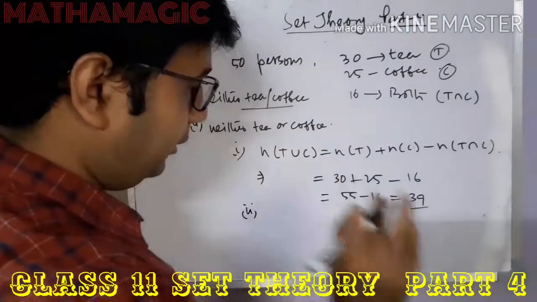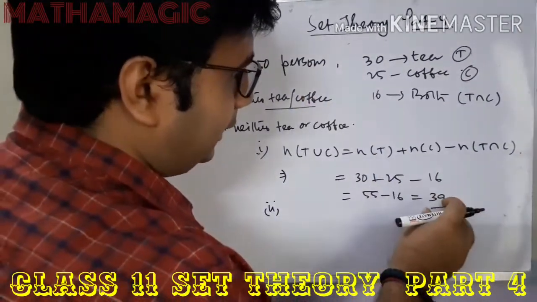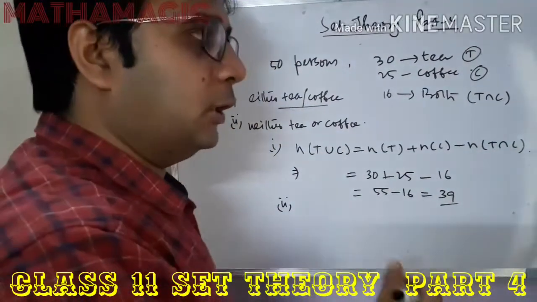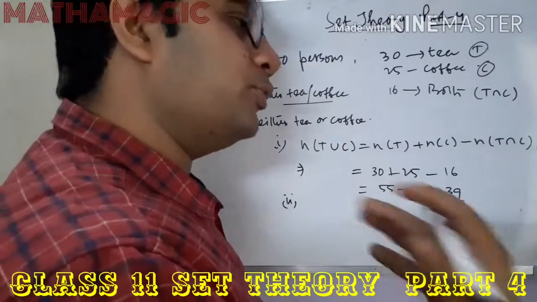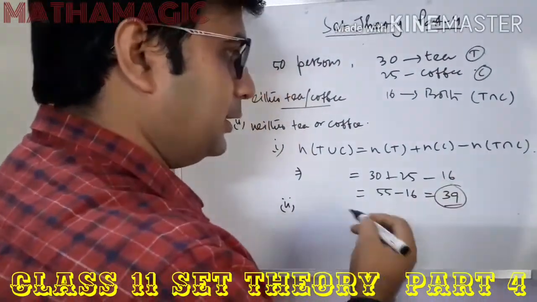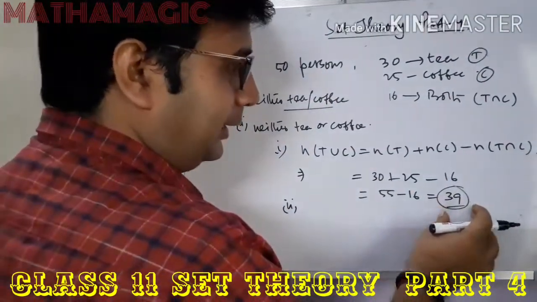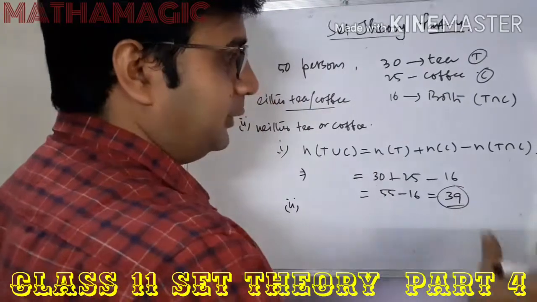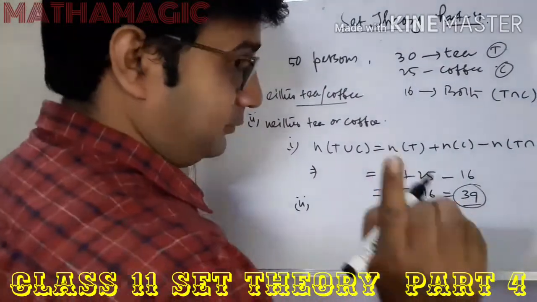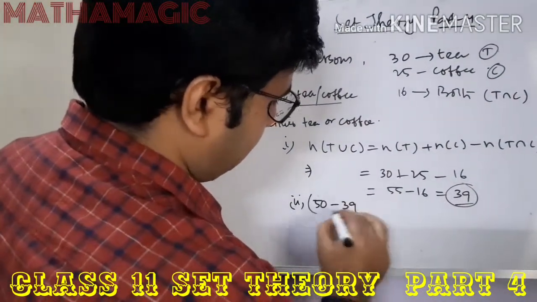So I will repeat it once again. Out of 50 people, 39 people, because we have found T union C, tea or coffee. So the people who drink either tea or coffee, we have found the number, and the number is 39. So out of 50 people, 39 are drinking tea or coffee. So the remaining people do not drink any of the drinks. It is very clear. Be very clear about this, otherwise you will make a mistake.